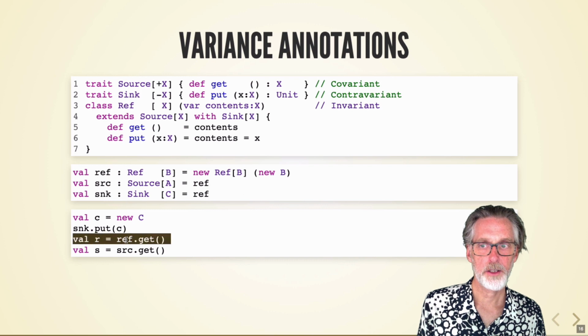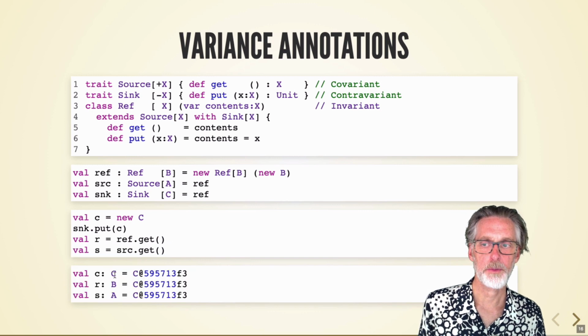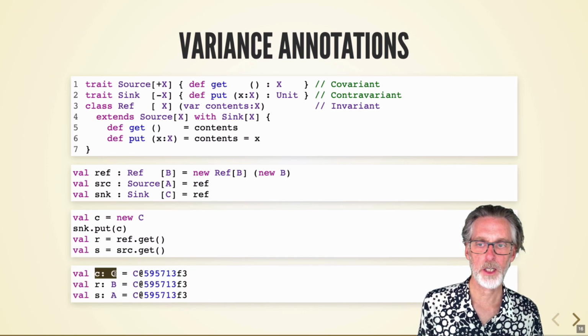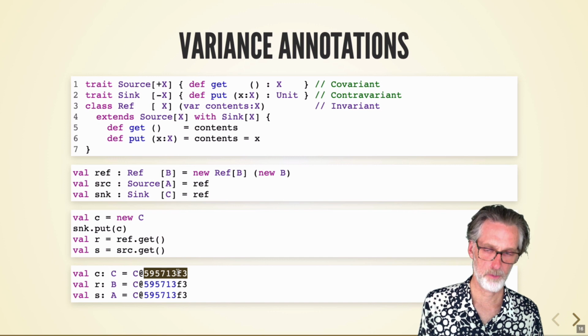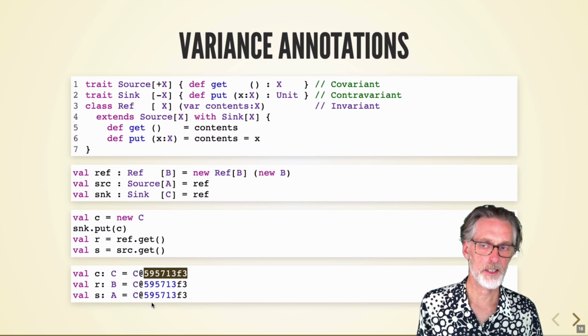I can look at them either using ref.get or source.get. And what I get is actually 2 different types. So you can see my canary object is at hash as written here. And when I get the object out here, I actually do get the same object.